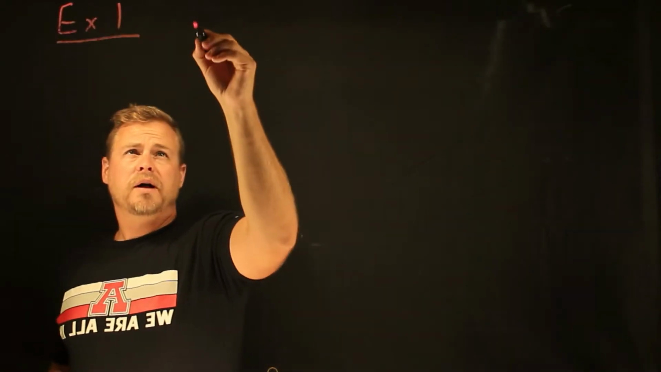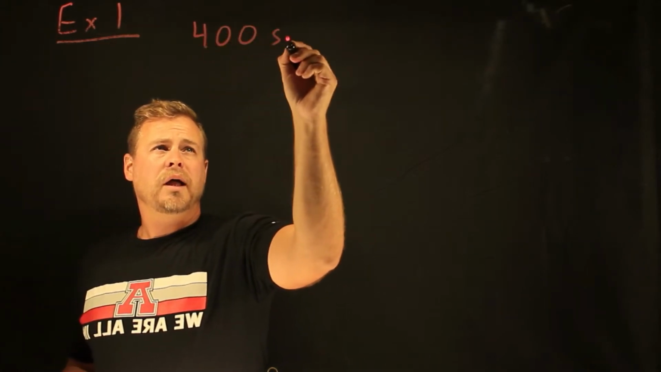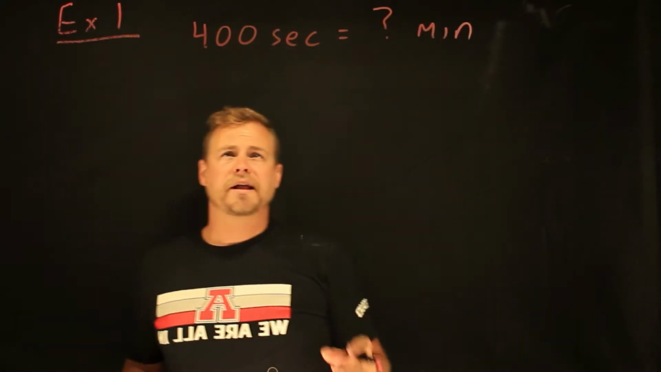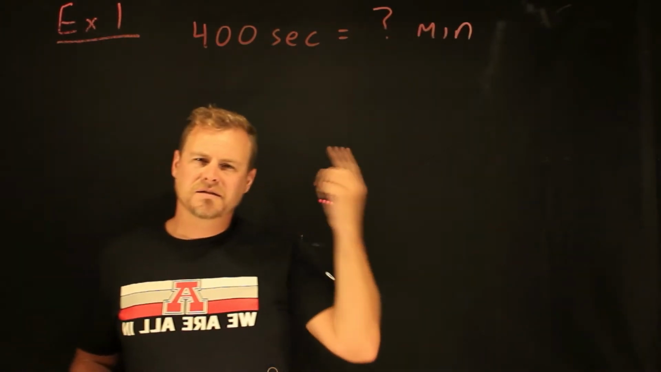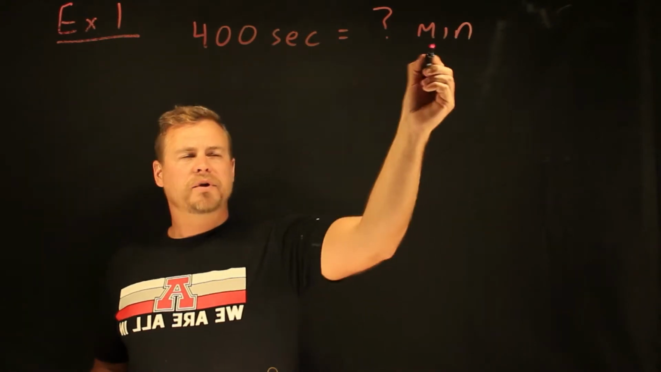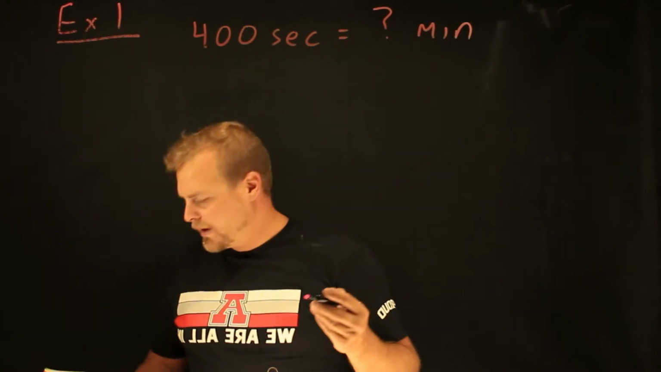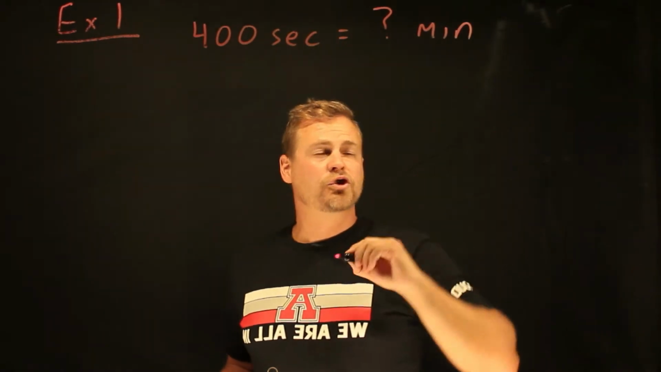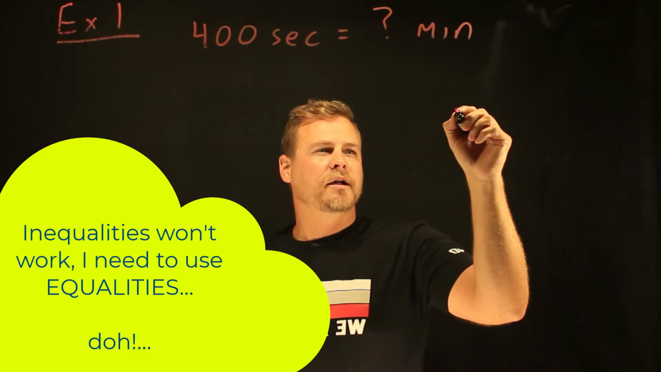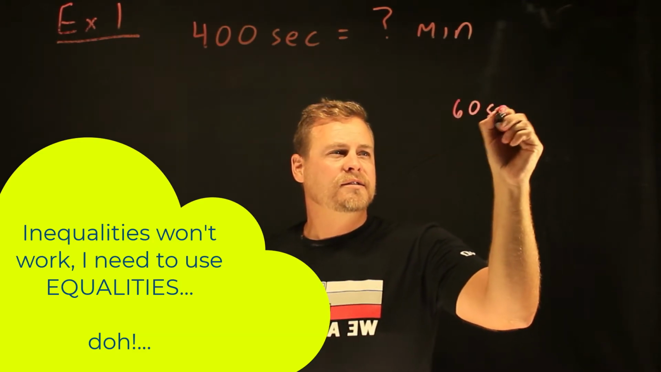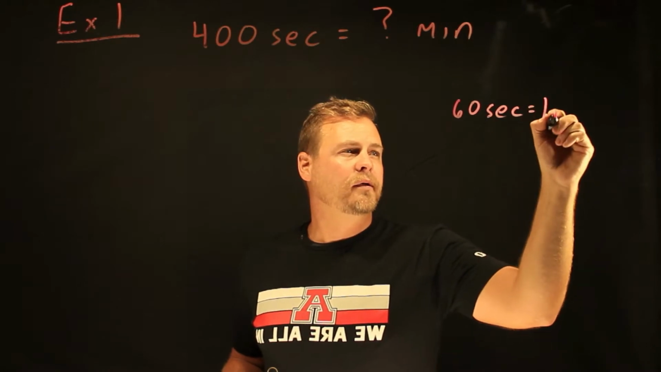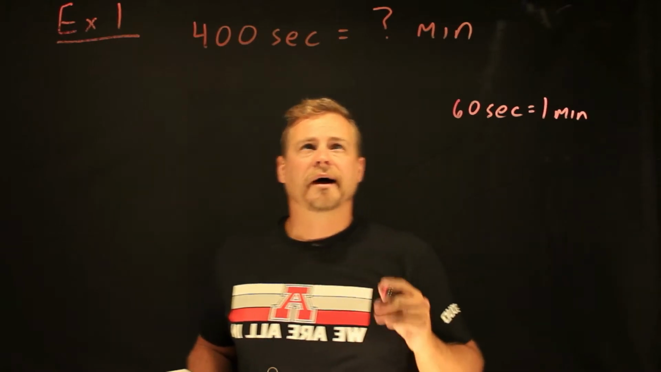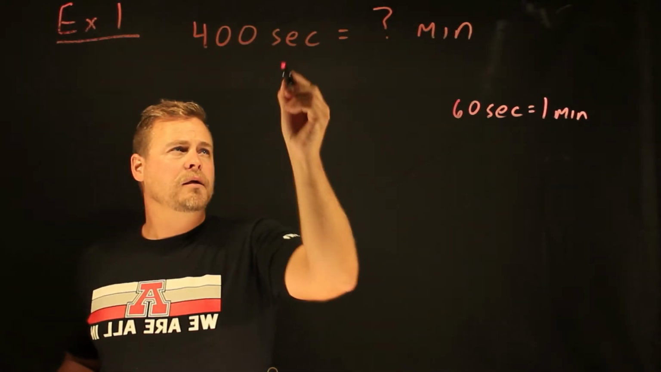So let's say I want to know how many minutes are in 400 seconds. So I collected some data, I have this big number, 400 seconds, that doesn't make a whole lot of sense to me. I want to put it in terms of minutes so I can understand it better. And so I'm dealing with seconds and minutes, and so I have to choose my equality. And so I know that there are 60 seconds in 1 minute, okay? And I don't know which way I want to do that, and so I go over here and I say, what am I in and where am I going?